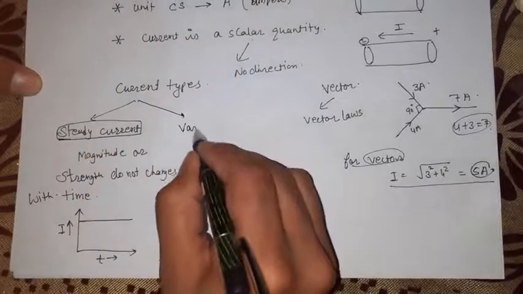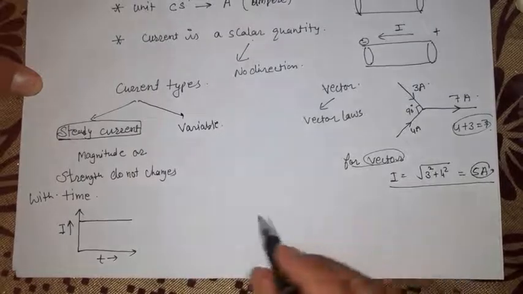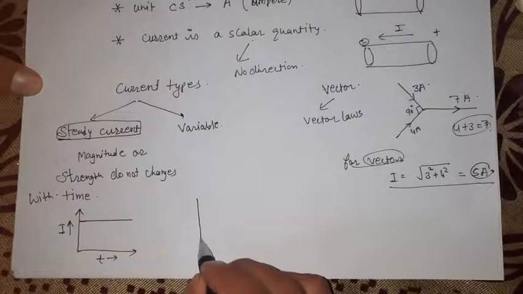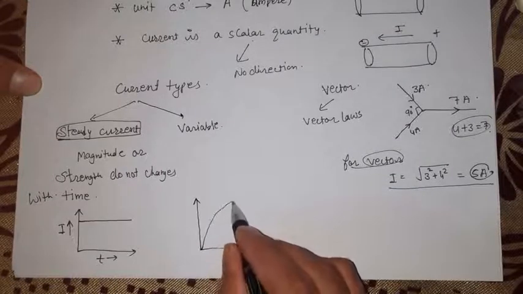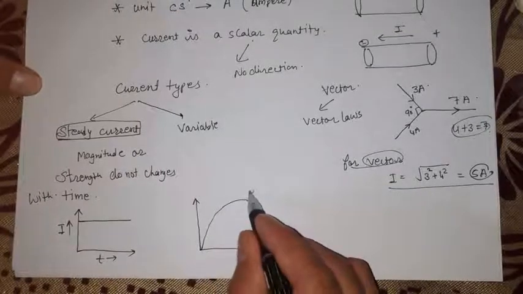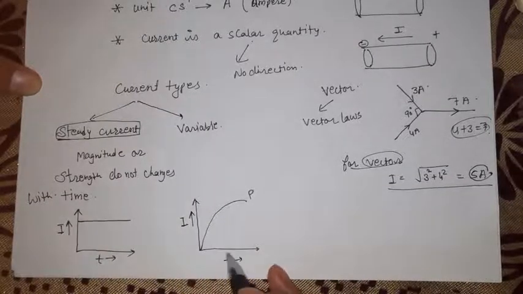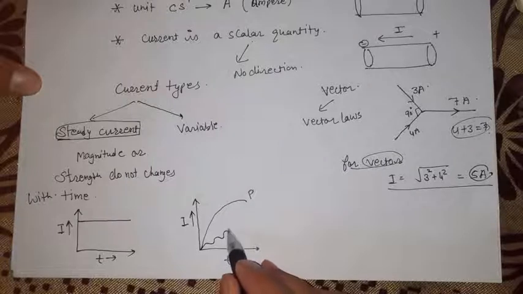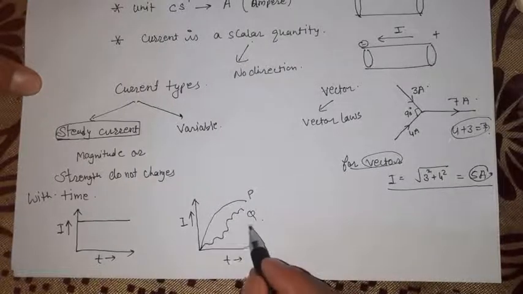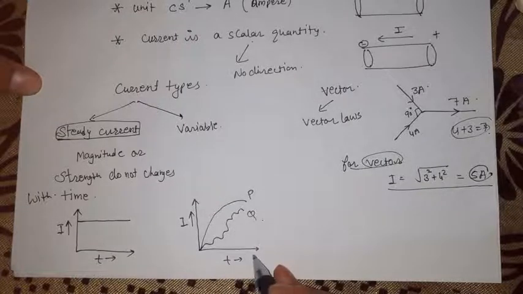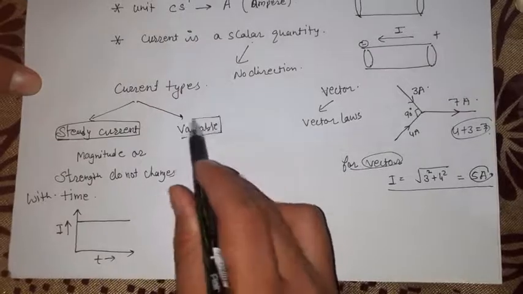Second is variable current. Variable means whose value is going to change. For this, students, you can look at this graph of variable current, where I am showing two currents, P current and Q current. You will find that the value of the current is not the same every time. It is going to vary, so it is variable current.